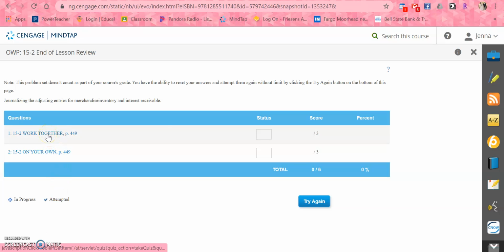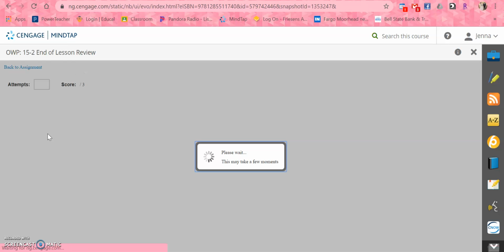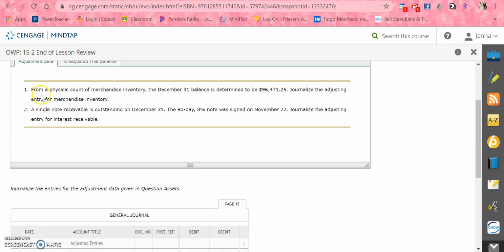In this video, we are going to complete the 15-2 work together. In the directions, we have two directions here. It says that we're going to journalize the entries for the adjustment data given in question assets. Number 1 says from a physical count of merchandise inventory, the December 31st balance is determined to be $96,471.25. Journalize the adjusting entry for merchandise inventory.